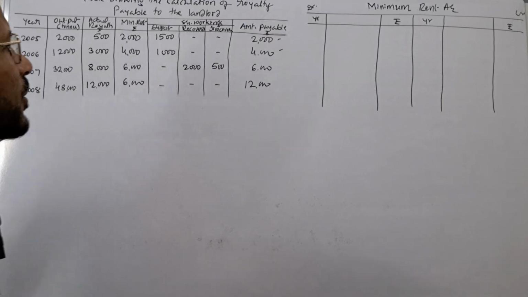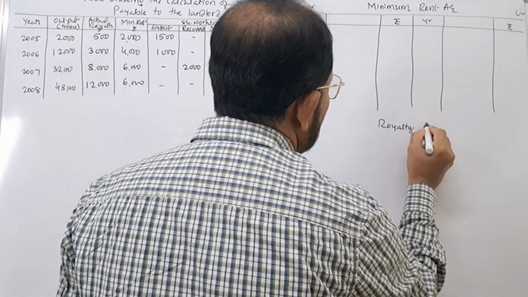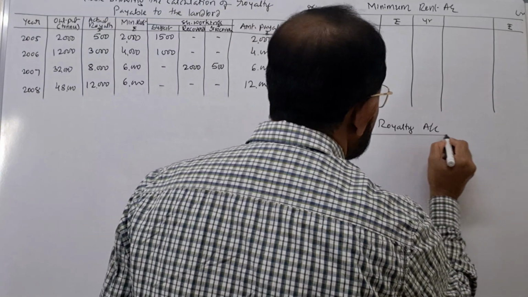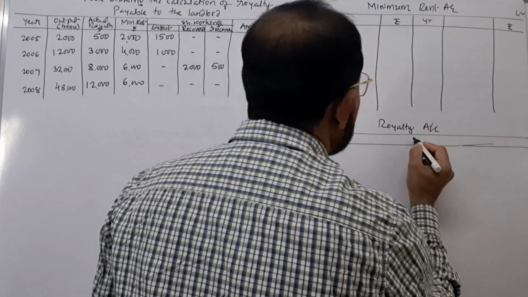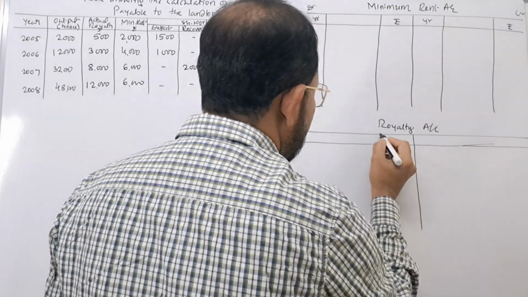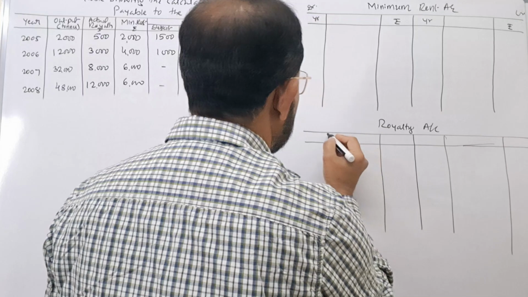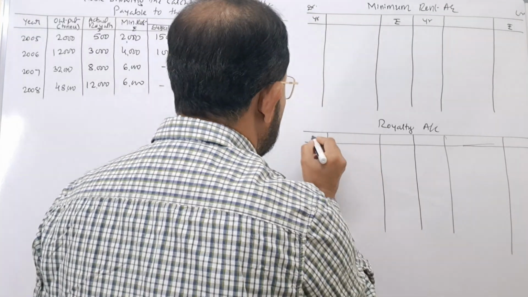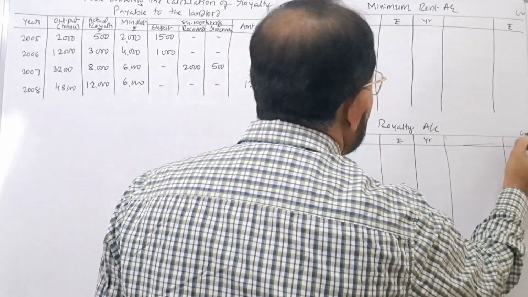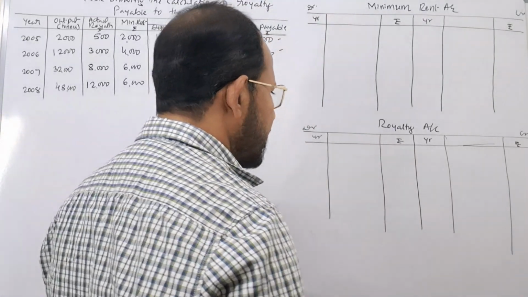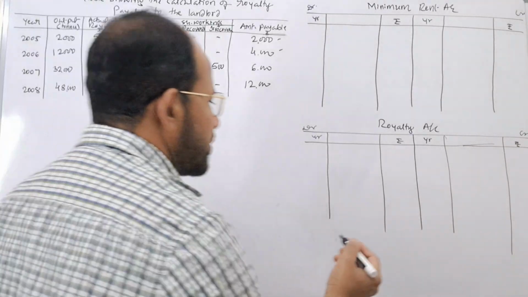Next one is we have to prepare royalty account. Here I put royalty account. First I put the columns, then after that we can enter the entries easily. Here you write year, particulars, amount in rupees, then write debit and credit, royalty account. The next one is landlord account, short workings account also to prepare.